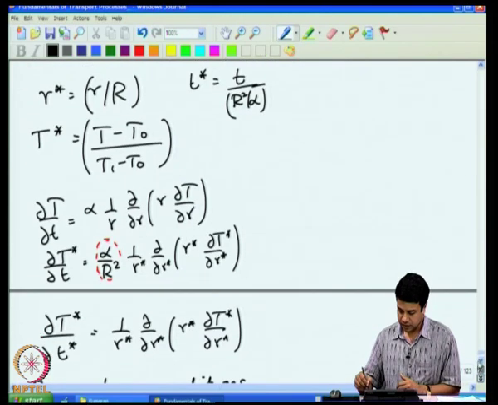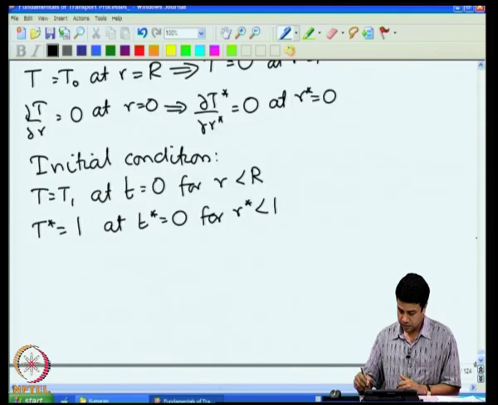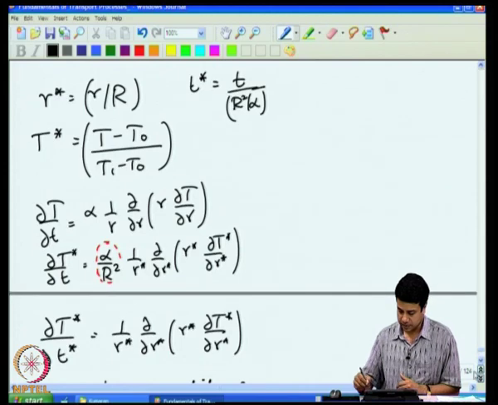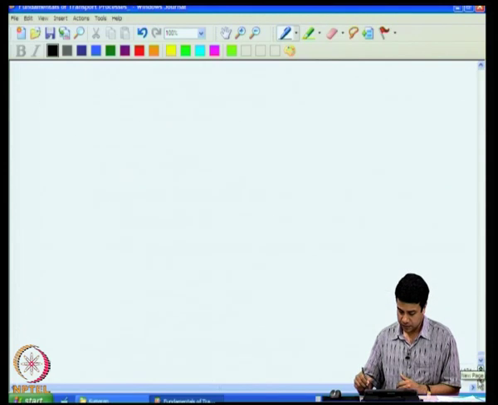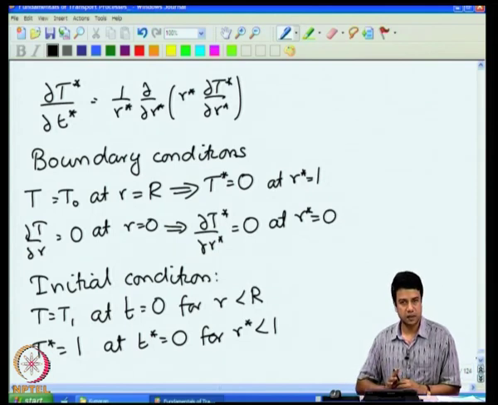This problem cannot be solved by a similarity transform, because there is a length scale in the problem, that is the radius capital R. The way to solve this equation is to use what is called separation of variables. And we had seen in detail how to do separation of variables in a Cartesian coordinate system. I will only point out what the complications are when we deal with a cylindrical coordinate system.